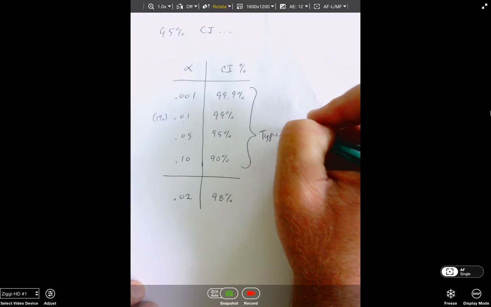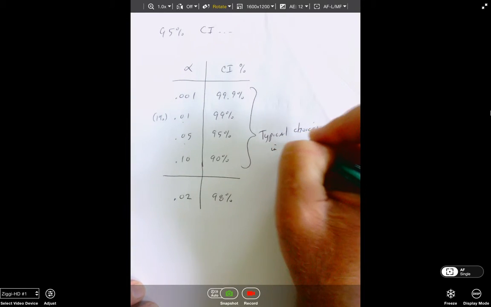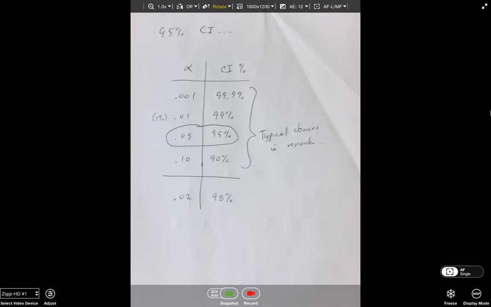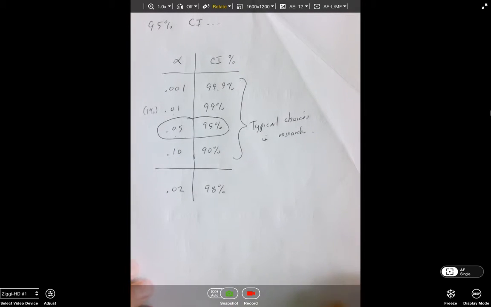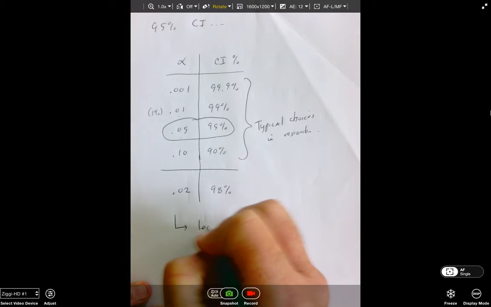These are the typical choices in research. In fact, without question, you don't see anyone that deviates much from the 0.05 unless you get into situations where you get some alpha levels that are inflated just because of the dynamics of the test. But we don't study that in this level class. So 95% confidence interval, I'm going to leave for an exercise.